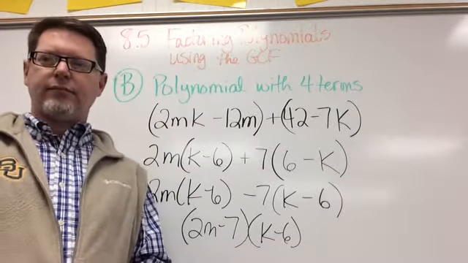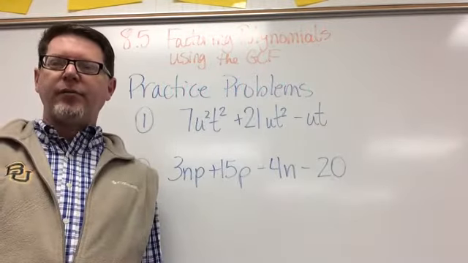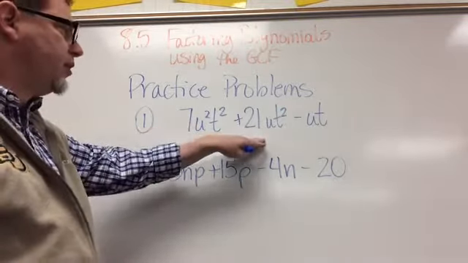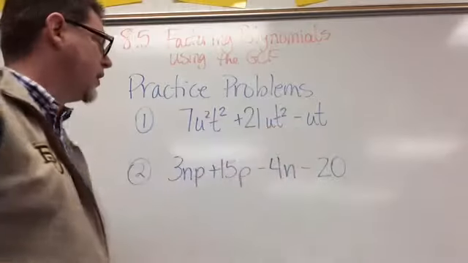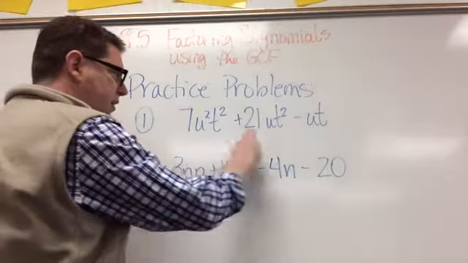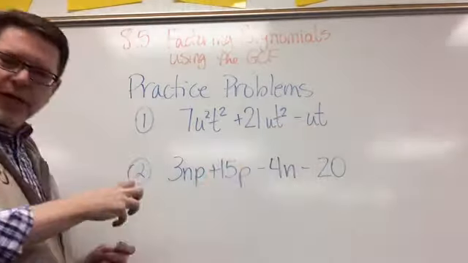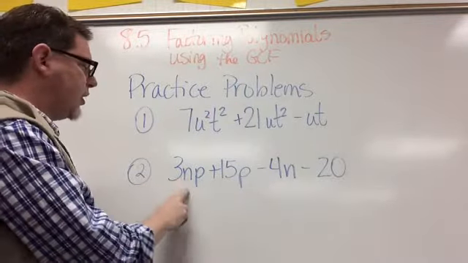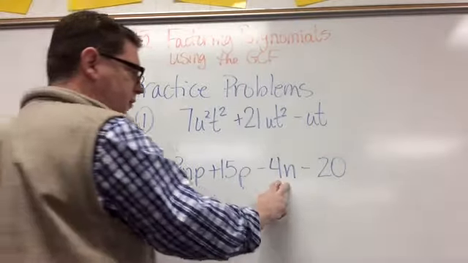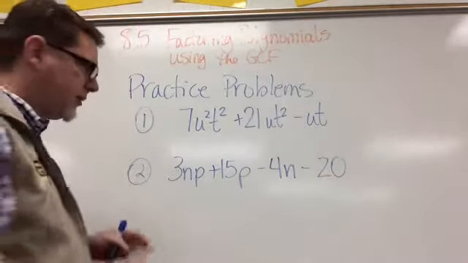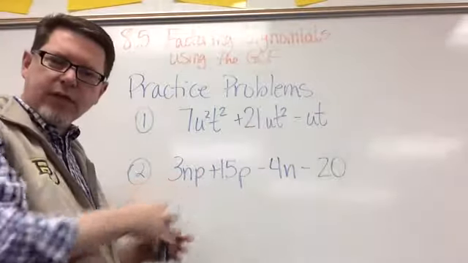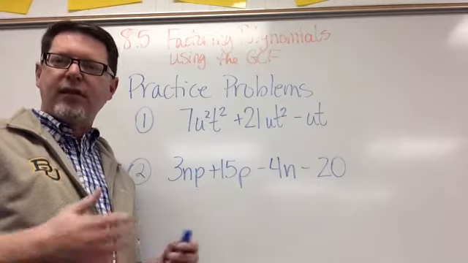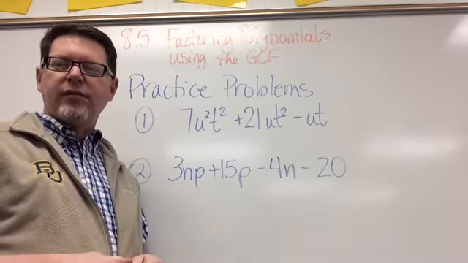And here are your two practice problems for tonight. The first one is 7u squared t squared plus 21ut squared minus ut. Find the greatest common factor, factor it out, and that's your answer. The second problem is 3np plus 15p minus 4n minus 20. This one you have to create two groups, factor out the greatest common factor for each group, and then combine them at the end. Take a picture of these practice problems when you're finished, submit it through Edmodo.